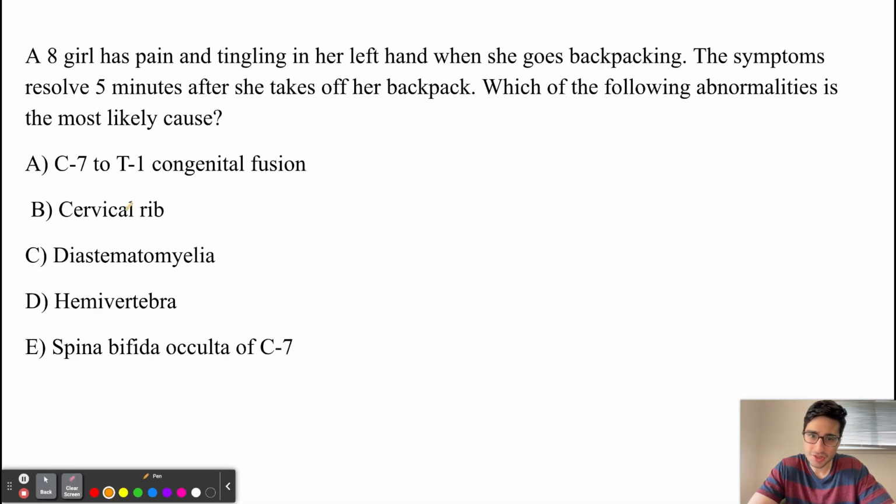So to answer the question, the anatomical anomaly that is most likely going to be causing her symptoms is going to be answer choice B, cervical rib.